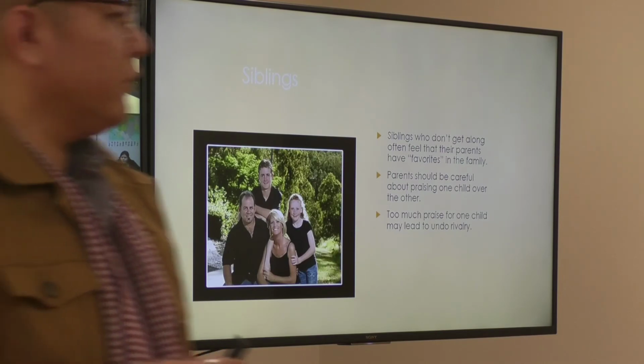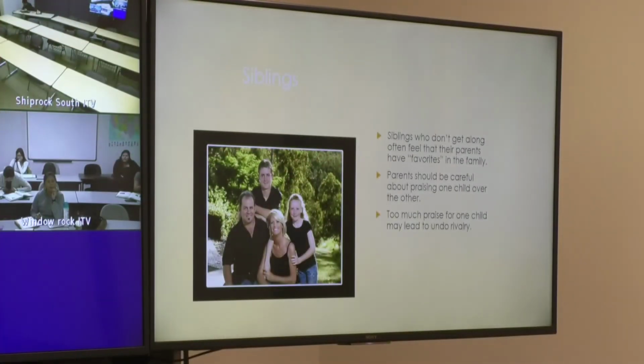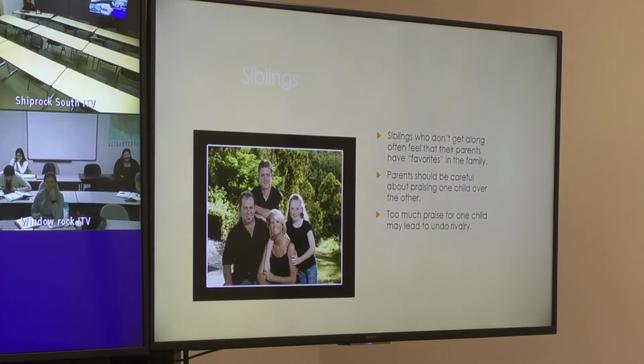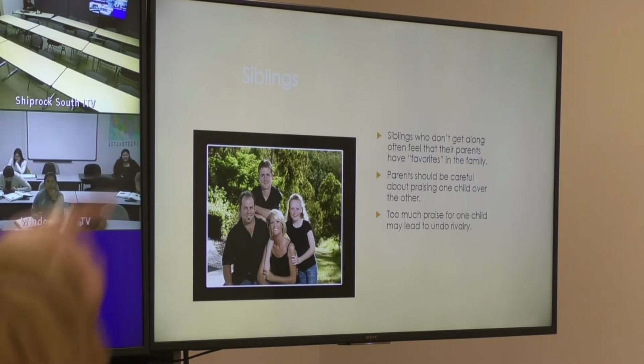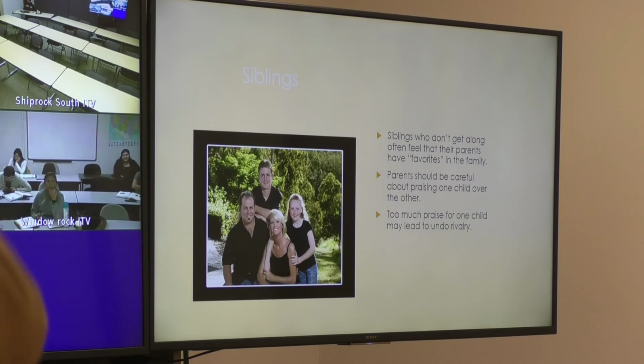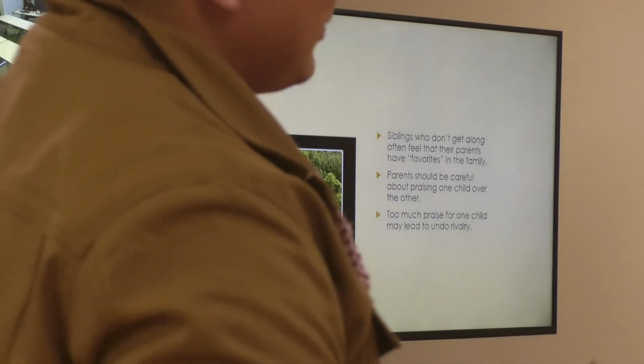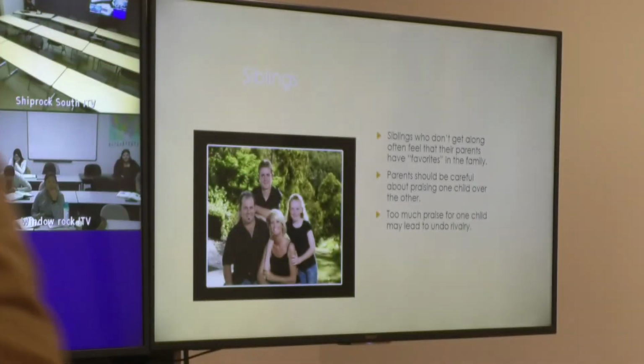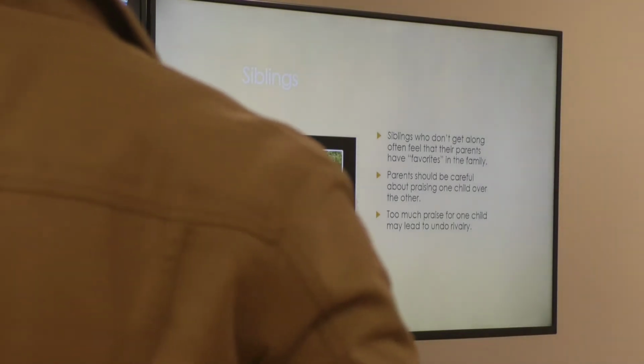Age: siblings tend to improve relationships as they enter adolescence. Siblings who don't get along often feel that their parents have favorites. And that's where we always ask the question, who is your favorite? And your parents are like, we don't have favorites. We love you all equally. And then behind their back, they're like, that one over there. Hopefully you don't do that. Hopefully you're like, we love you guys all equally, but you are the favorite one. Just don't tell everybody that. That's when you have a lot of rivalry. It's amazing. So parents should be careful about praising one child over the other.